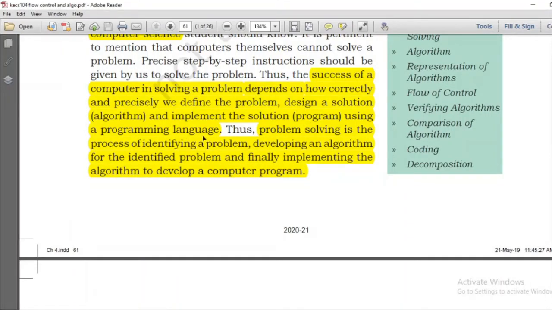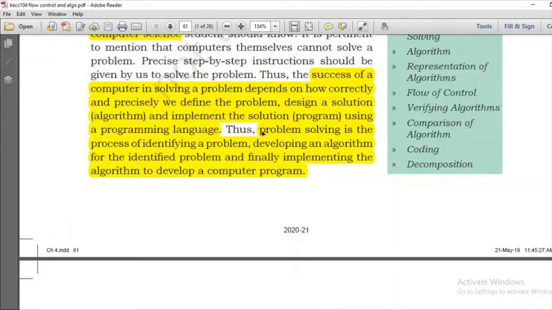Let us take one example throughout the chapter, that is booking a train ticket. There was a problem that I want to book a train ticket without going to the ticket booth. So how do I correctly and precisely define the problem? The problem was to book a ticket. Then we design a solution. What is the solution? We can design software in such a manner that, using the internet, we can book tickets. And then implementing the solution. Implementing means building that program by coding, using a programming language.